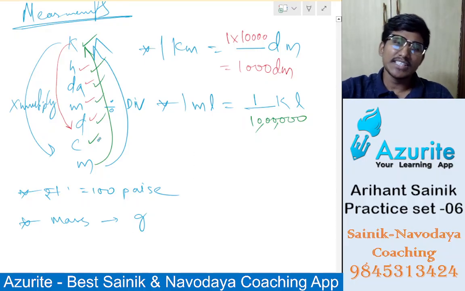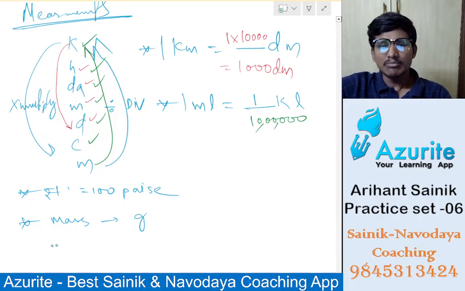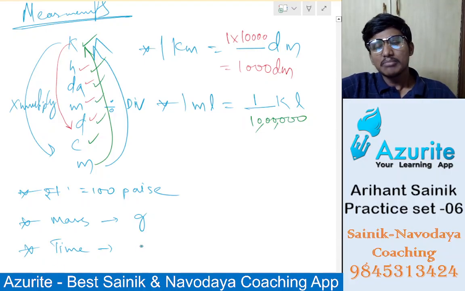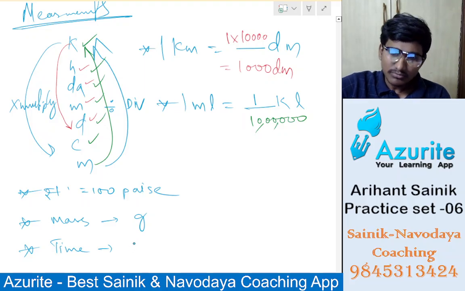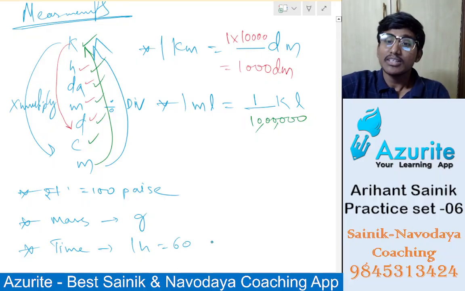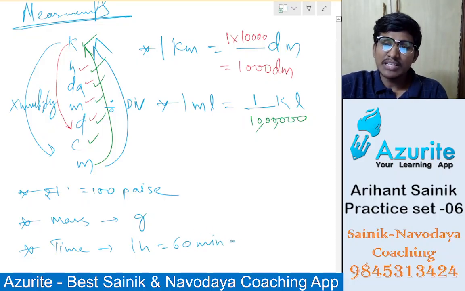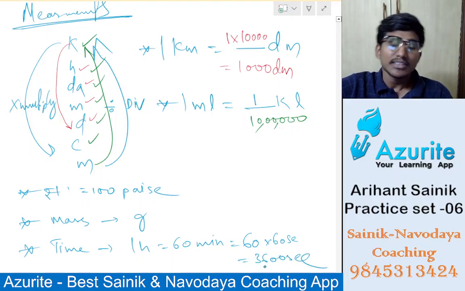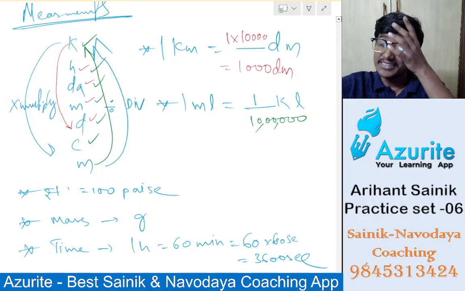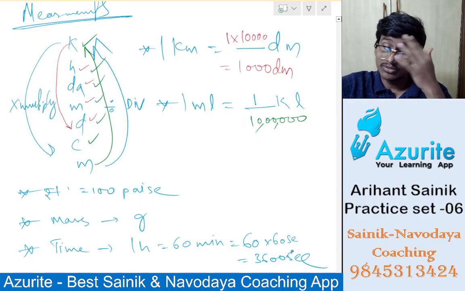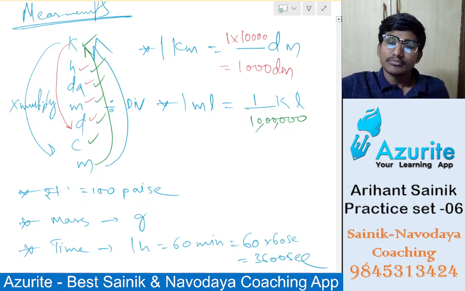So next is time. How do we measure time? 1 hour equals 60 minutes, and 1 minute equals 60 seconds. So 60 into 60 seconds, that is 3600 seconds. 1 hour means 3600 seconds. Understood. Now after that, a student asks if I can teach 1 meter cubed equals 1000 liters. Yes, we will do that. Okay, so that is done.